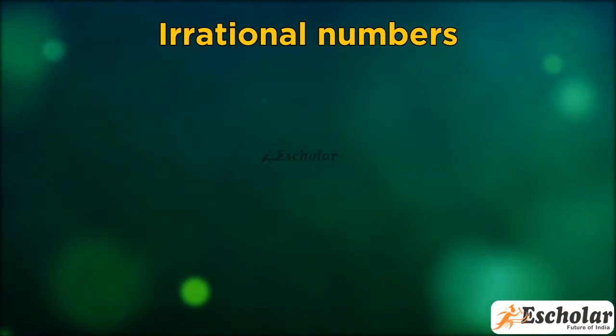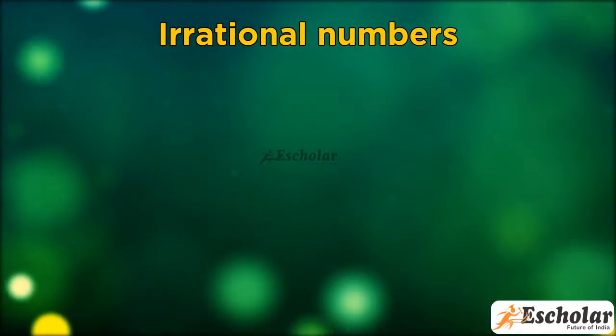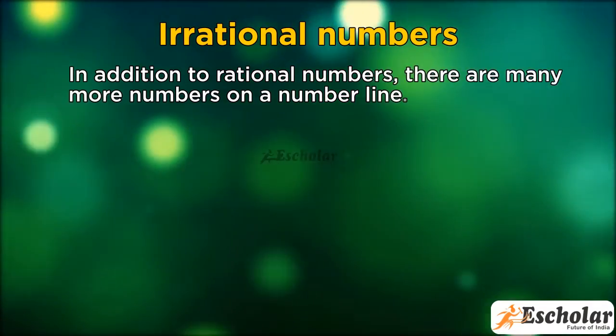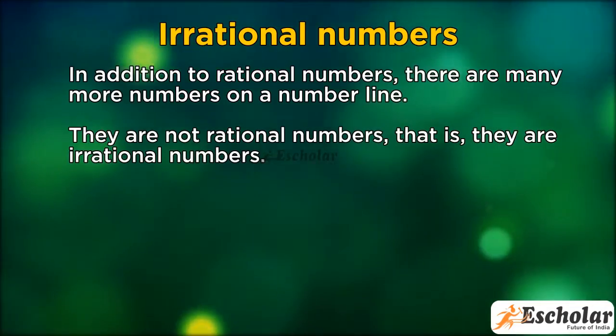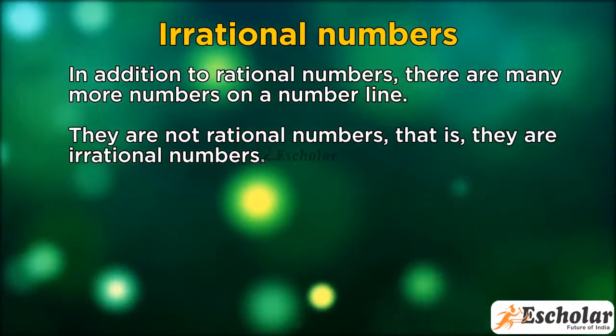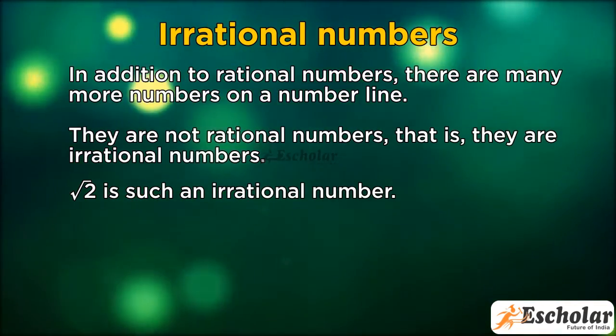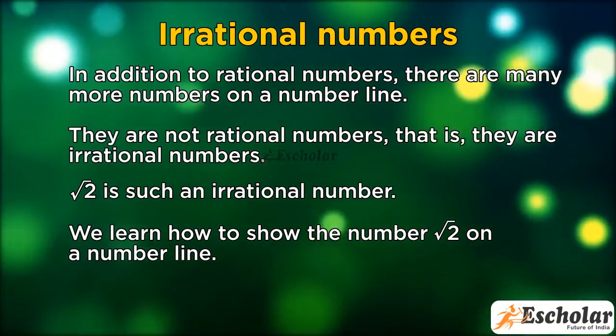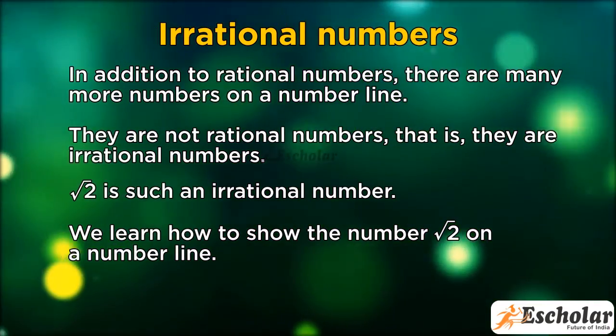Let's learn irrational numbers. In addition to rational numbers, there are many more numbers on a number line. They are not rational numbers. That is, they are irrational numbers. Root 2 is such an irrational number. We learn how to show the number root 2 on a number line.